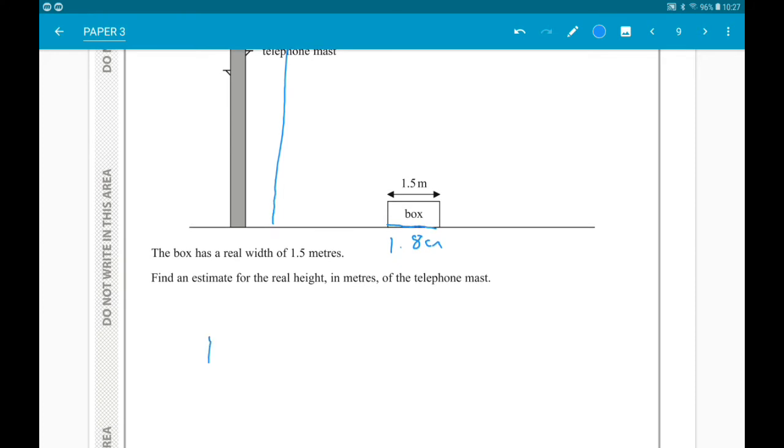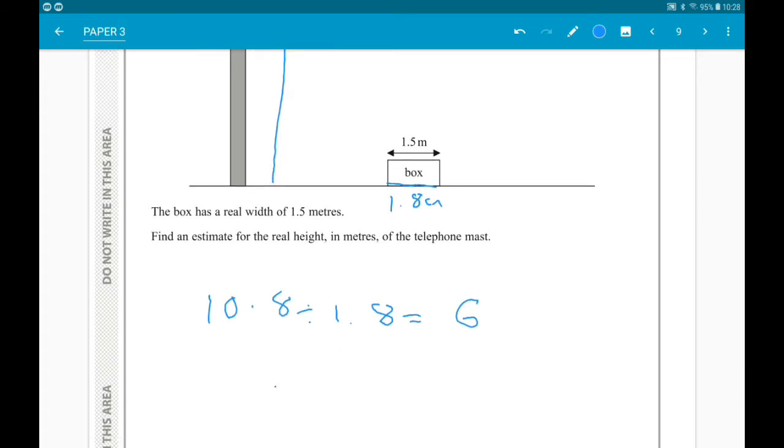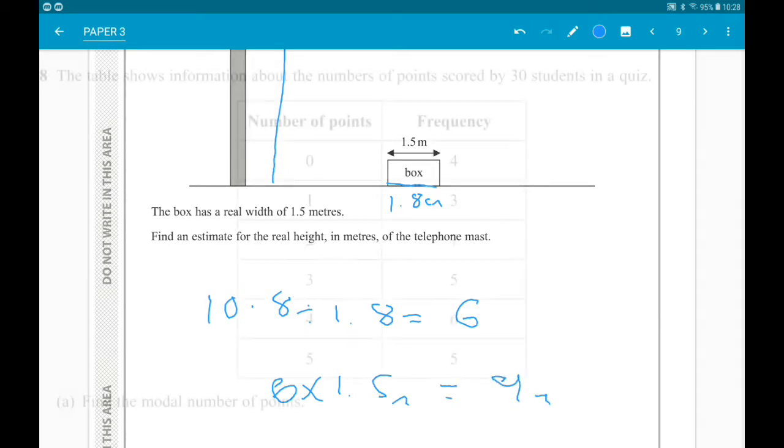So 10.8 divided by 1.8 gives us 6. So the mast is 6 times taller than the width of the box. So we then do 6 times 1.5 meters, which gives us 9 meters.